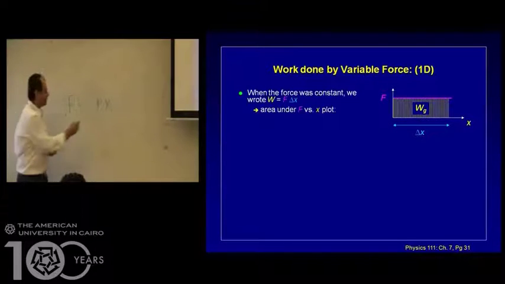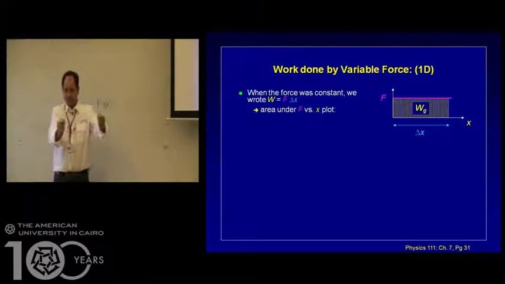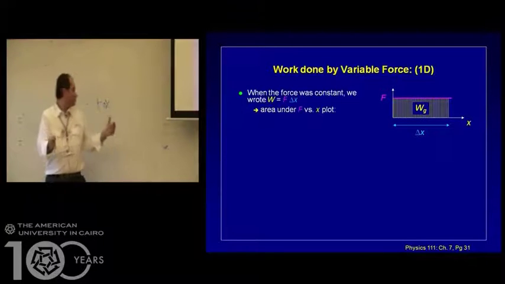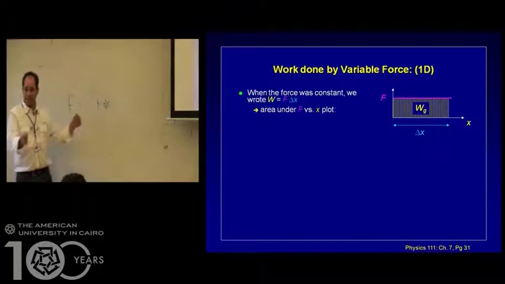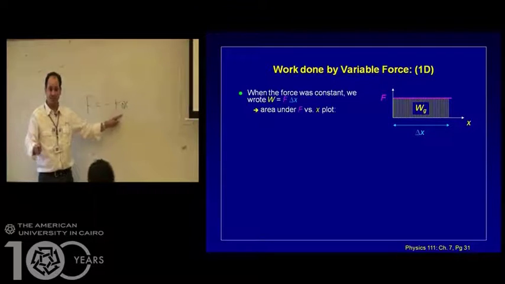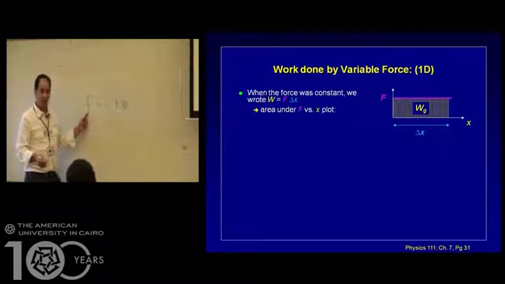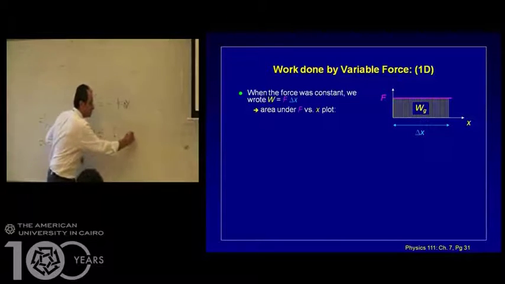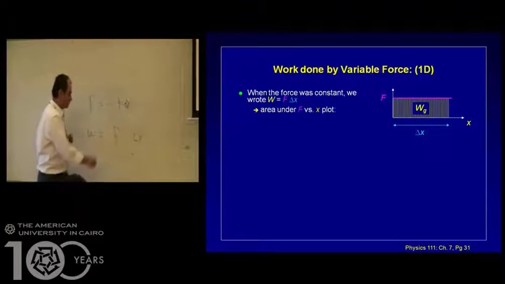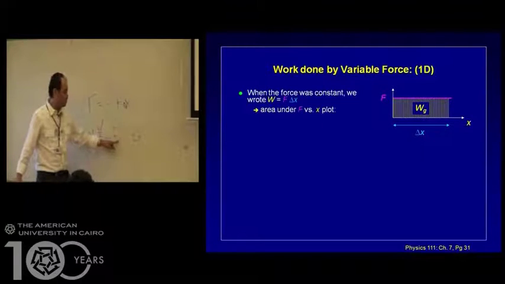Or delta x. Delta x is displacement from the initial location to the final location. Now if you displace it a little bit, a small distance, the force is going to be small. If you displace it a little bit more, the force will increase. If you displace more, the force increases. So the force depends on the distance. So we cannot say that the work done equals the force dot delta x in that case. This cannot be, because the force depends on the displacement.